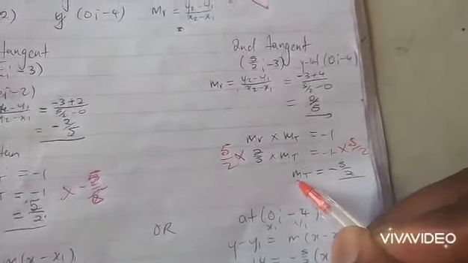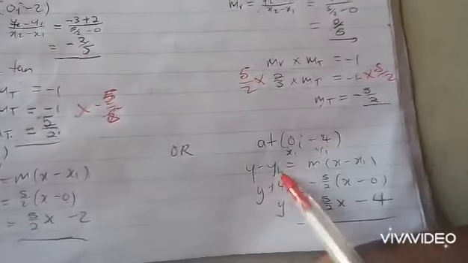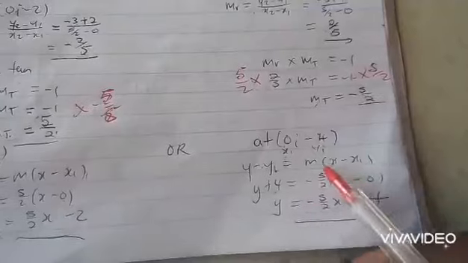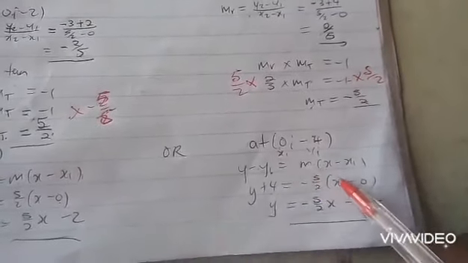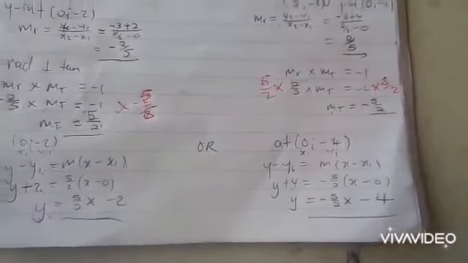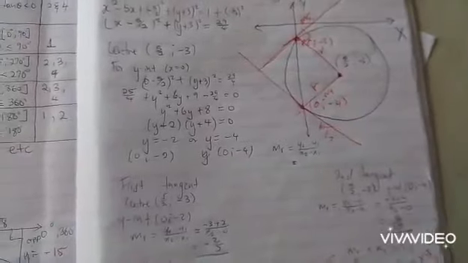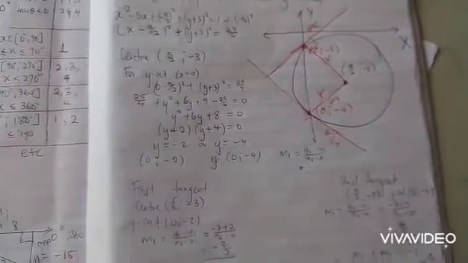Then use the coordinates where the graph cuts the y-axis, which is (0, -4), as x1, y1. So y minus y1, negative times negative is positive. We have the gradient, m into x minus x1, with x1 being 0. Then we have the equation of the tangent. That's how easy it is to find the equation of a tangent. If there are 2 points, it will cut at 2 points; if it's 1 point, it will cut at 1 point. We have one equation.